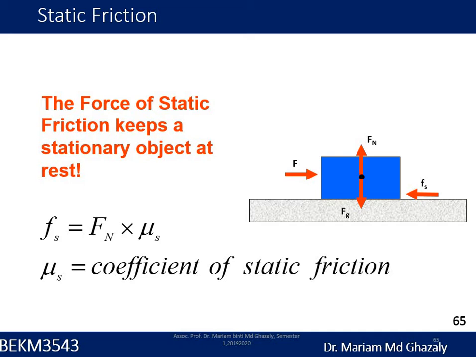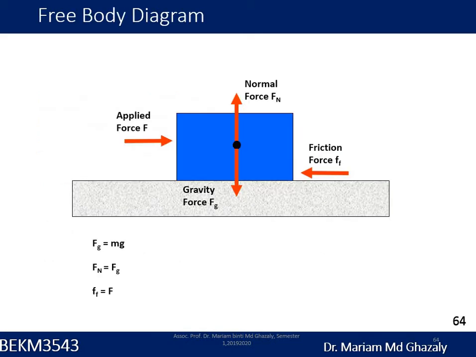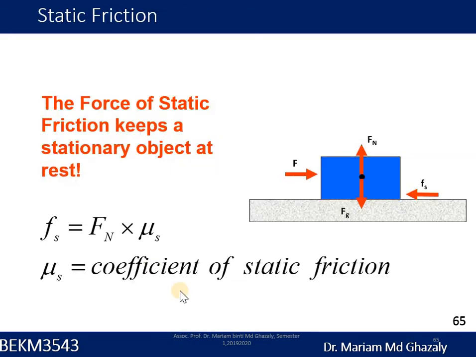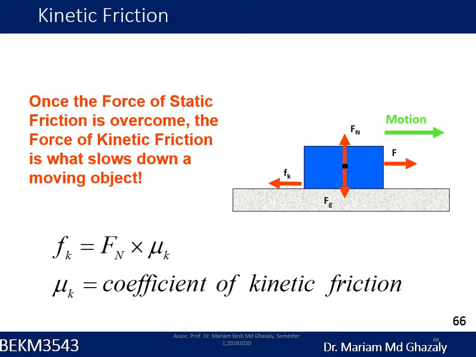So the coefficient of static friction is multiplied with the normal force. In this case, the normal force times the coefficient of static friction gives the magnitude of static friction that opposes the forces that cause the movement. Once the force of static friction is overcome, the force of kinetic friction will slow down the moving object.